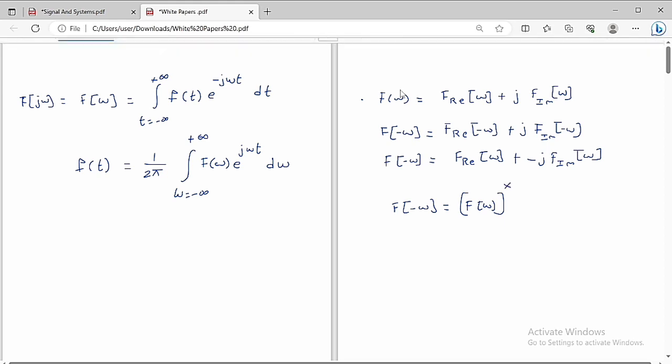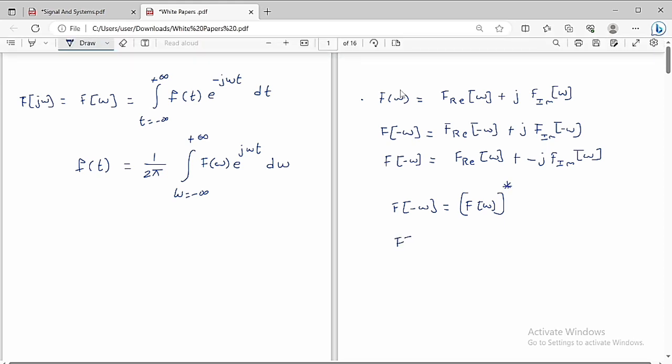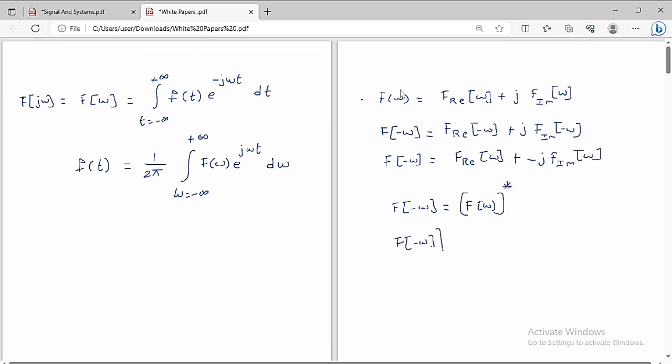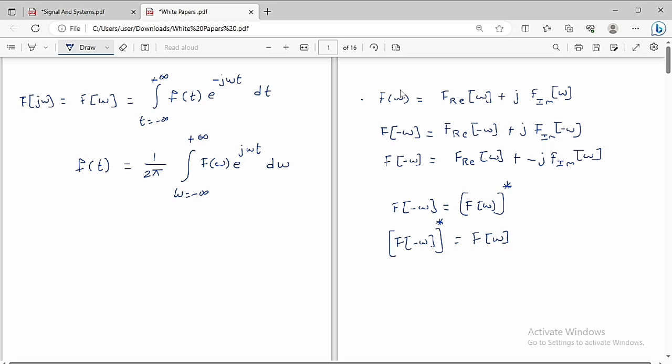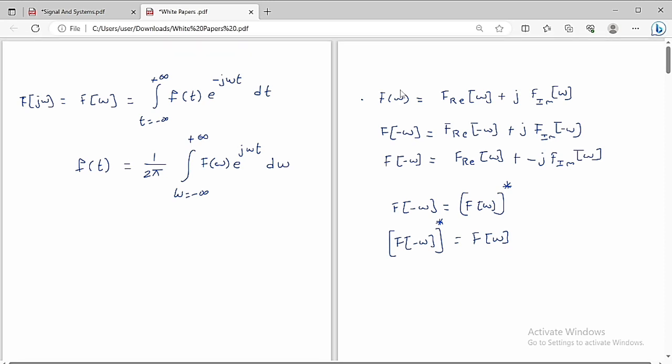You can do the reverse also. It is identical to the conjugate. Doing the conjugate on both sides, you are going to get F of omega. So F of minus omega is F of omega whole conjugate, and if you do the conjugate on both sides, we are going to get F of minus omega whole conjugate is equal to F of omega, because the conjugate cancels. So we are going to get this one.